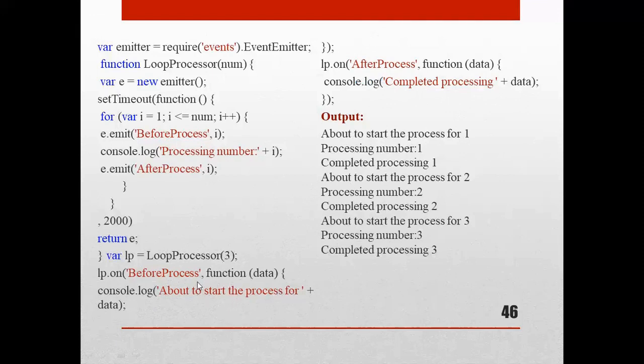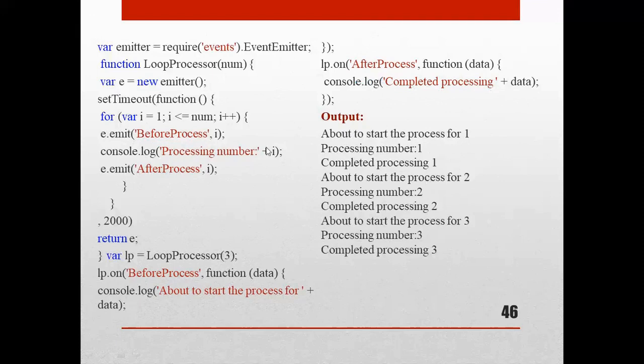Okay, then it will move towards this loop that it will check for the before process event. It contains that processing number. It will print processing number one, and again it moves towards the next event, after process, and it will print complete processing and one. Similarly, it will move further three times, that is for one, two, and three.